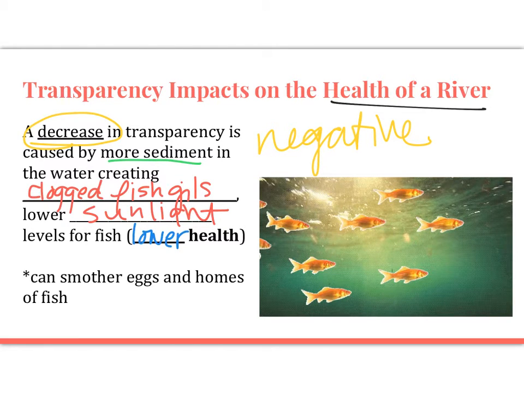We can also see sediment smother eggs that have been laid or homes that have been created. If the water is really turbulent and over time it slows down, we can see that sediment cover up those places, again impacting the fish population and reproduction.